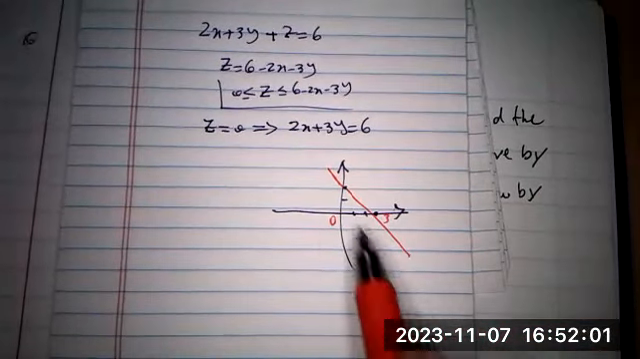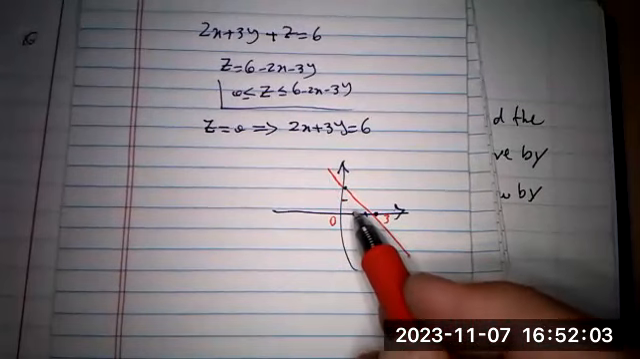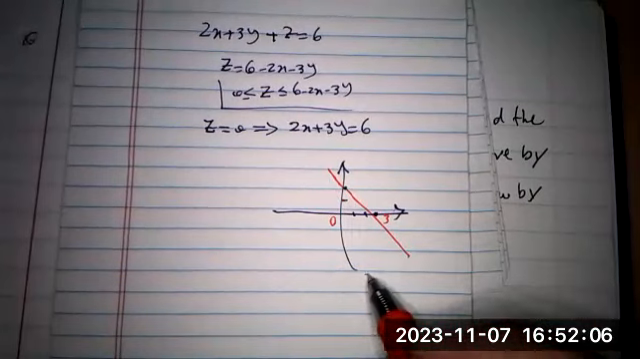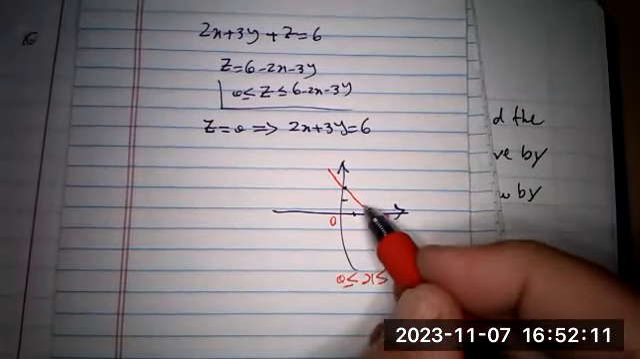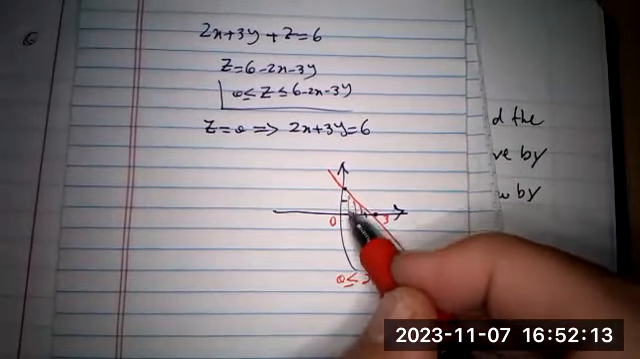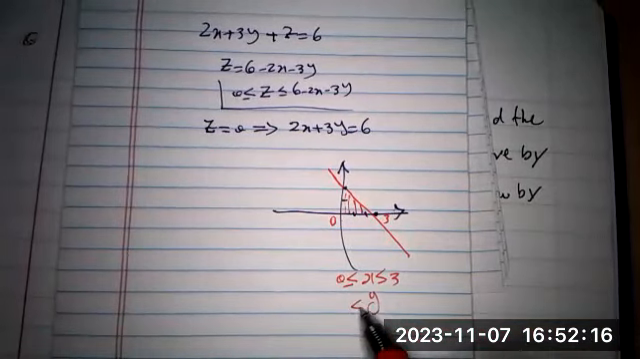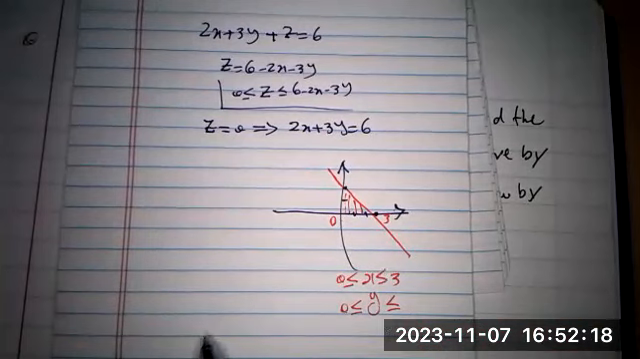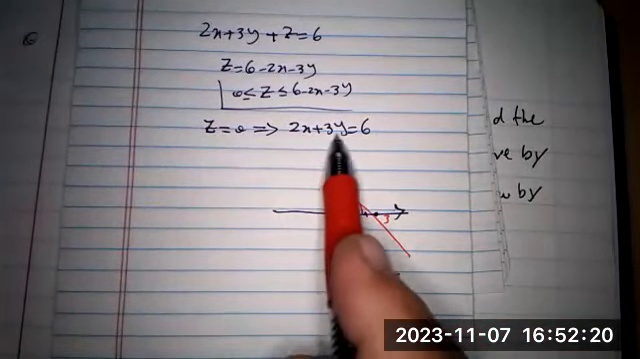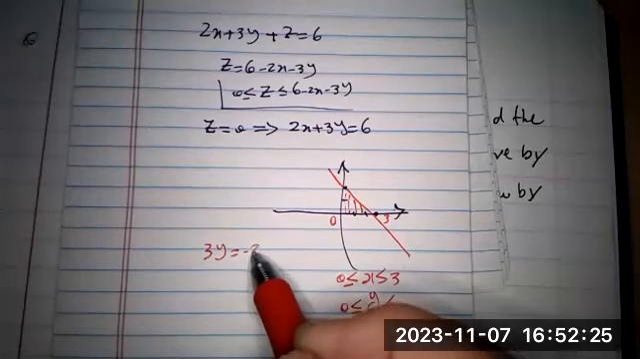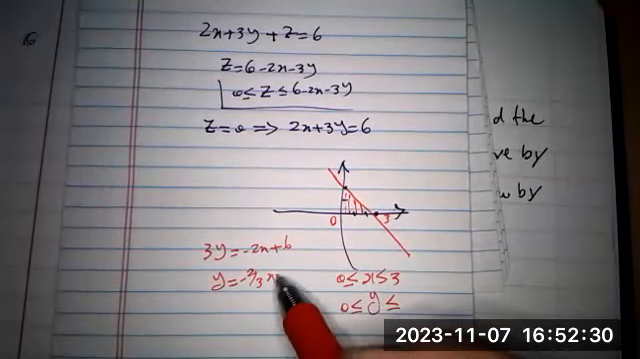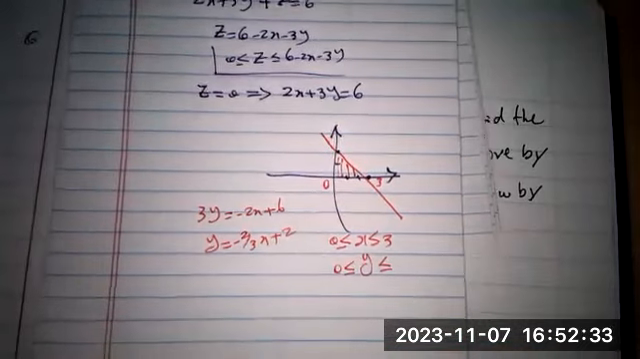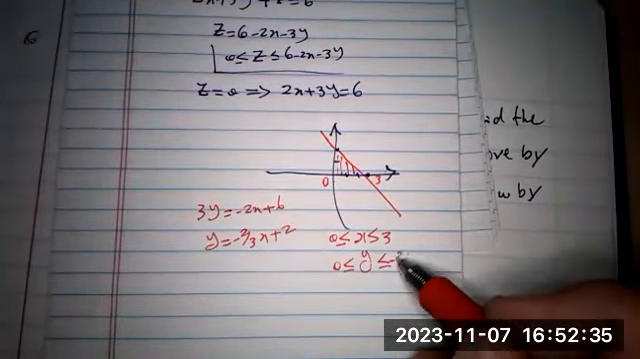So you have to decide how we're going to take care of this region. It's going to be a type 1, because you pick x between 0 and 3. Then you go up and down. The down would be 0, and the up you have to find, so you solve this one for y. 3y equals negative 2x plus 6, so y would be negative 2/3 x plus 2.